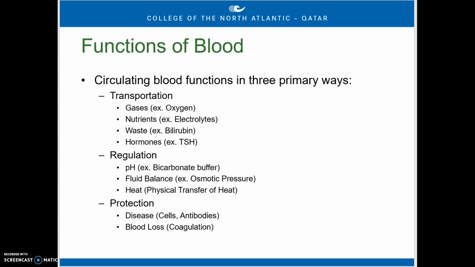Okay, so blood circulating in our body has three primary functions. The first of all is going to be transportation. Moving gases around is particularly important: oxygen, and at the same time getting rid of waste in the form of carbon dioxide. But it also moves around nutrients, waste, and hormones, like we talked about in the last unit.